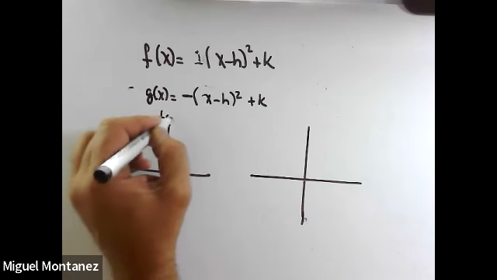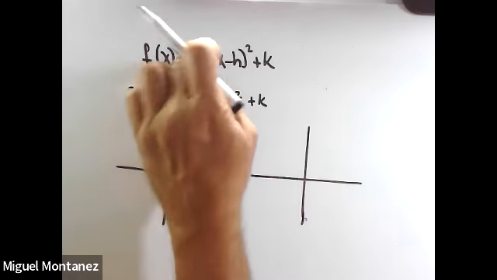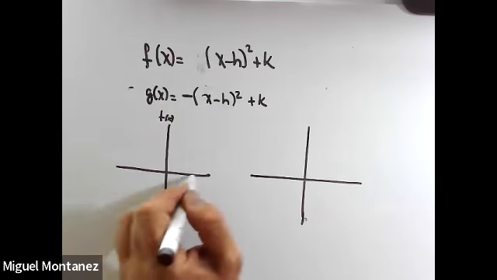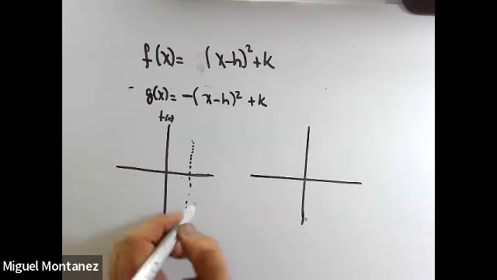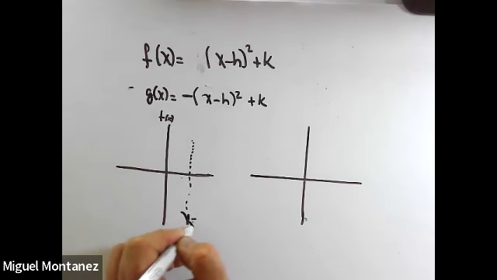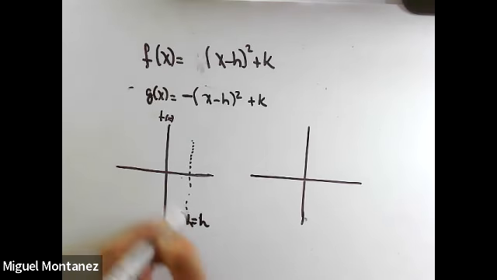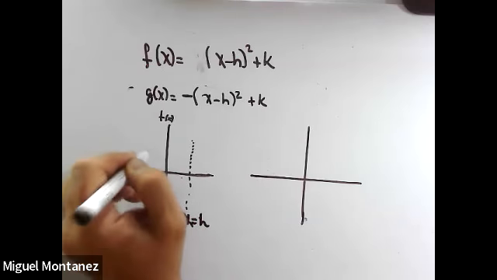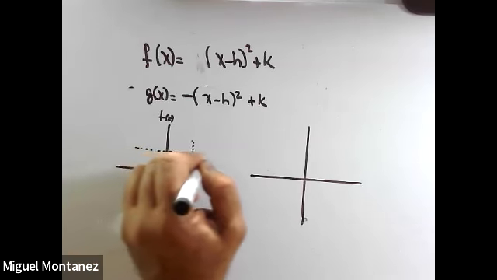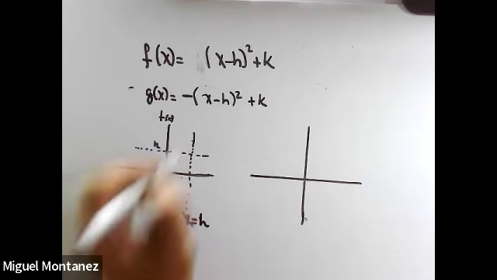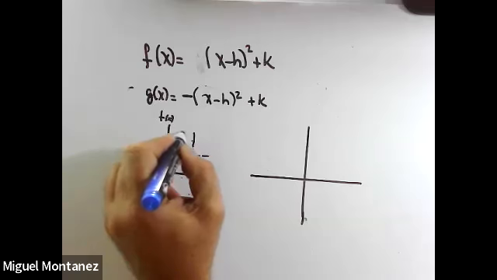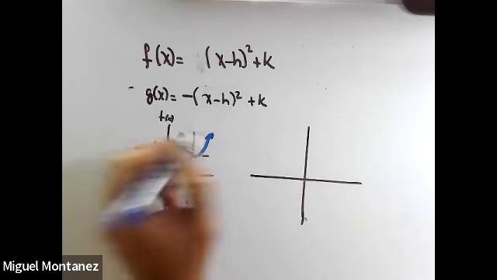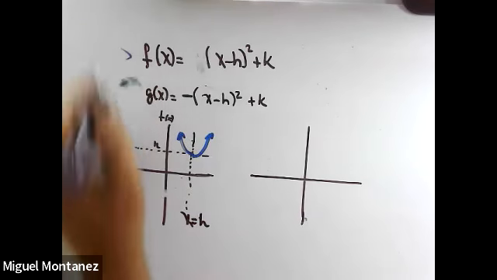So what happens with f of x? 1 doesn't do anything, so it goes h units to the right, so that h is positive. This will be x equals h. We move it h in this way. And let's assume that k is positive, so k units up. So my translated graph would be here. That one will be f of x.